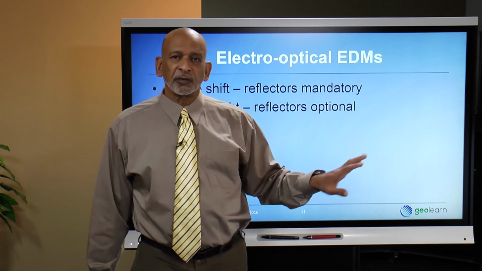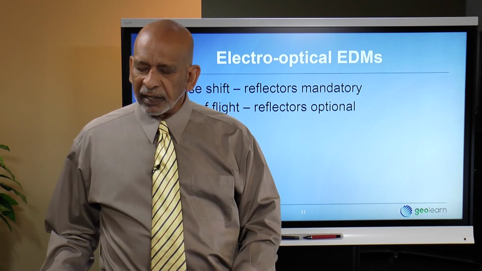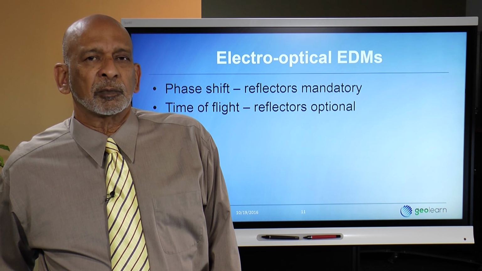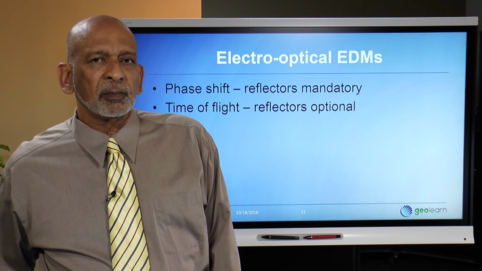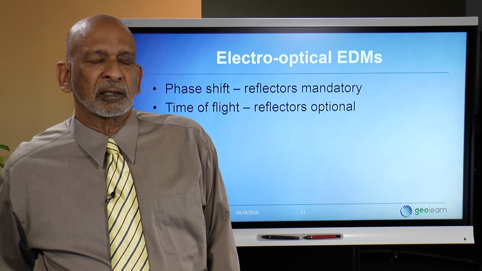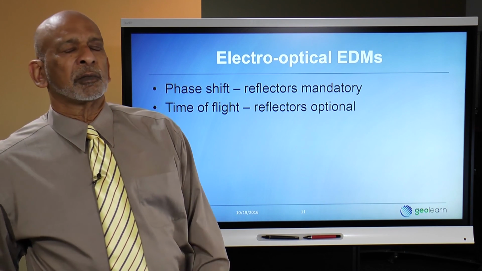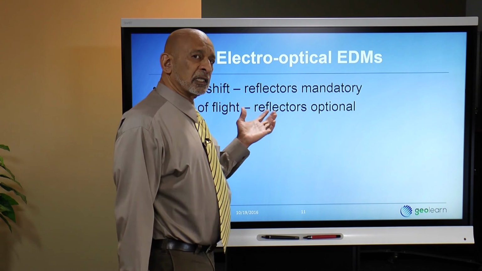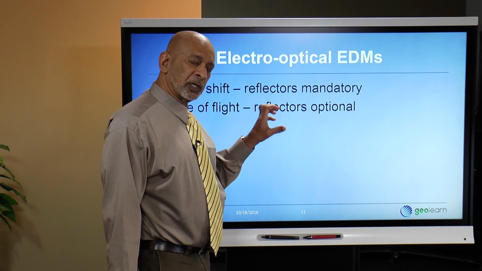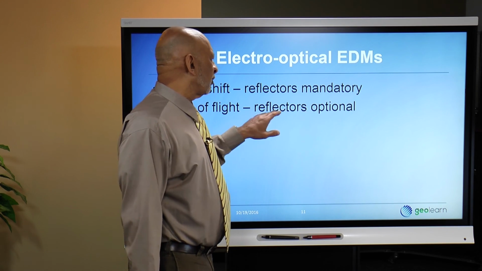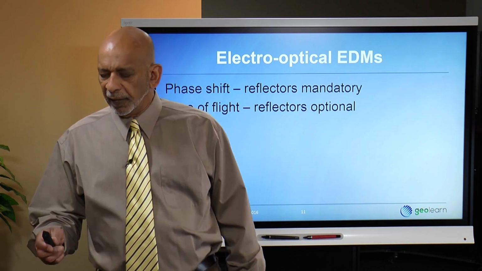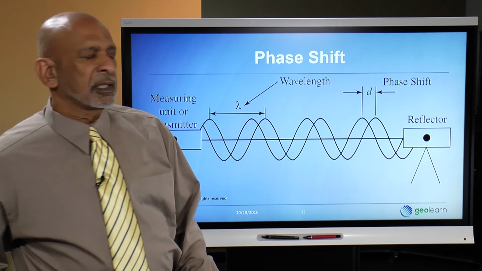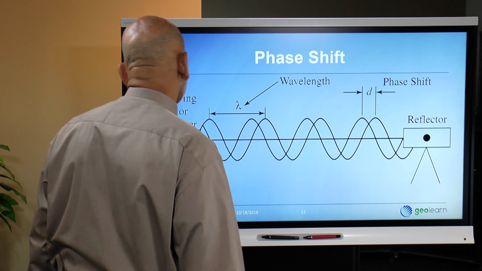However, with time of flight EDMs, you're packing more energy into the individual pulses of light, so you can use it in reflectorless mode and it is still returning enough light to the transmitter. However, even with these kinds of EDMs, if you're measuring a long distance or it's a little bit hazy so that the atmosphere is attenuating or reducing the strength of the signal, you'll often find that using the reflector will make that measurement possible.